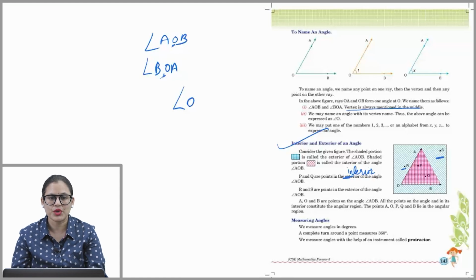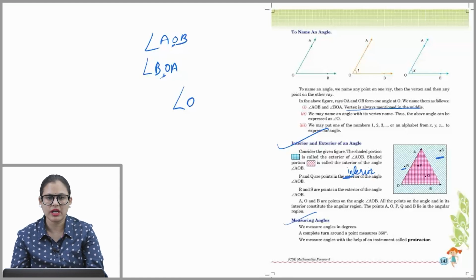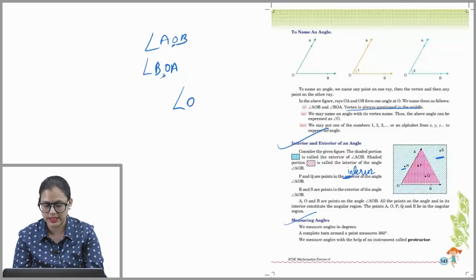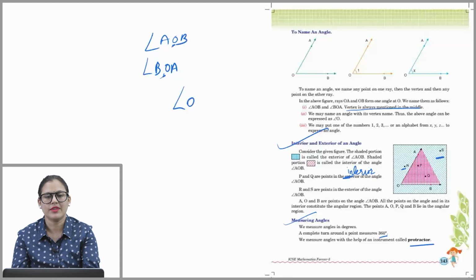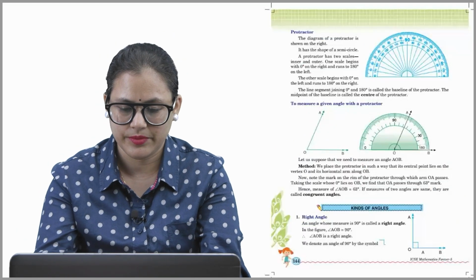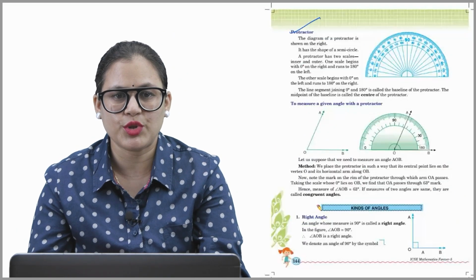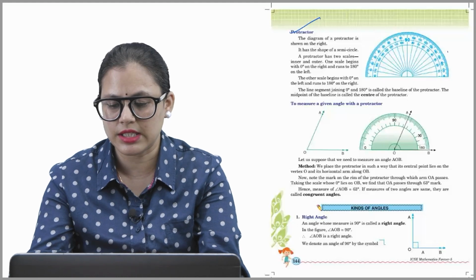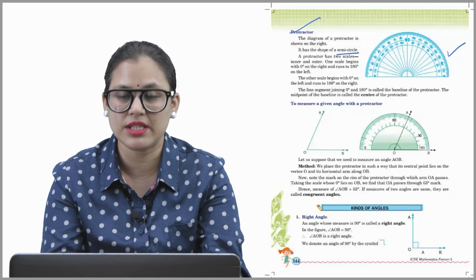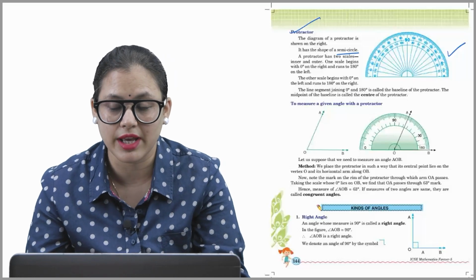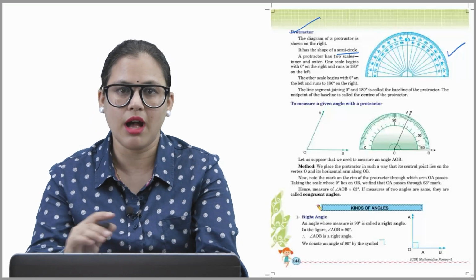Next, measuring angles. We measure angles in degrees. A complete turnaround of a point measures 360 degrees. We measure angles with the help of an instrument called a protractor. The diagram of a protractor is shown on the right. It has the shape of a semicircle. Semicircle means half of the circle. As you can see, this looks like half of a circle.